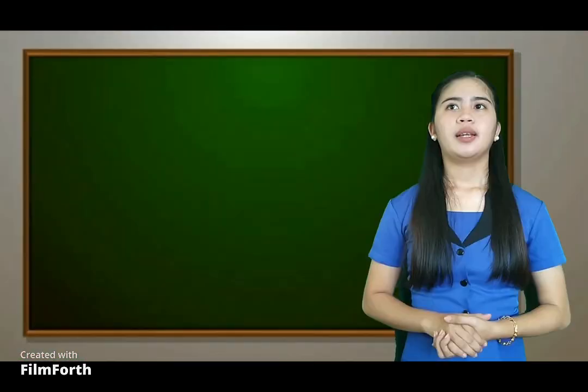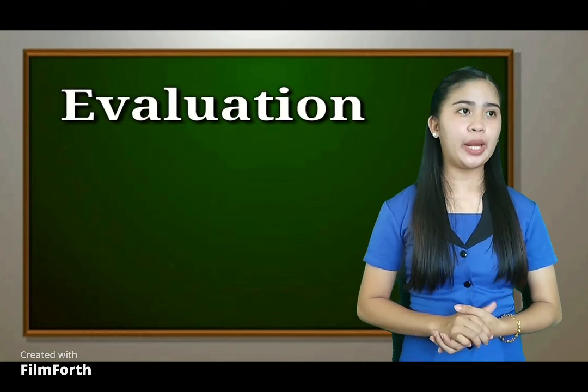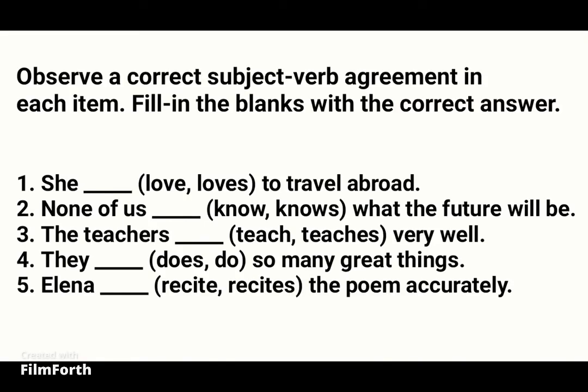Now, for the evaluation, class, get one whole sheet of paper and kindly answer the following activity. Observe or correct subject-verb agreement in each item. Fill in the blanks with the correct answer. Number 1. She loves or love to travel abroad. Number 2. None of us know or knows what the future will be. Number 3. The teachers teach or teaches very well. Number 4. They does or do so many great things.